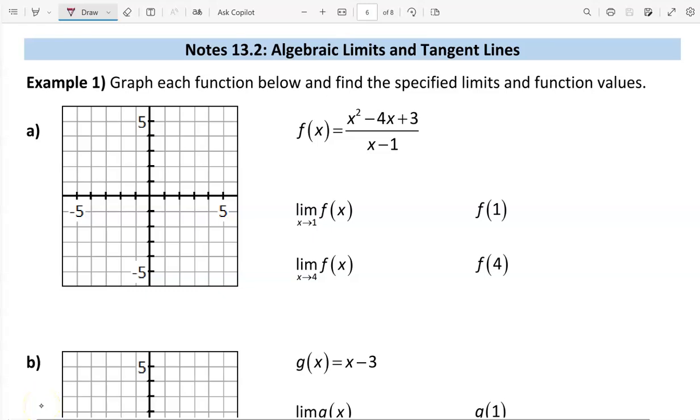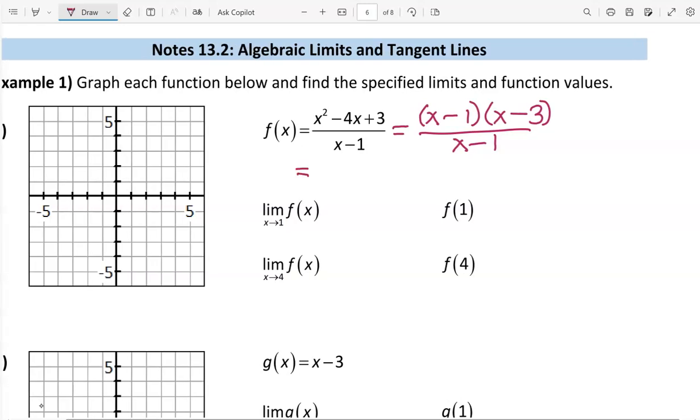In lesson 13.2, we're going to look at algebraic limits and tangent lines. So we're going to graph the function f of x equals x squared minus 4x plus 3 over x minus 1. We can factor x squared minus 4x plus 3 into x minus 1 times x minus 3. And that means that f of x could be expressed in simplest form as x minus 3 for x values that are not equal to 1.